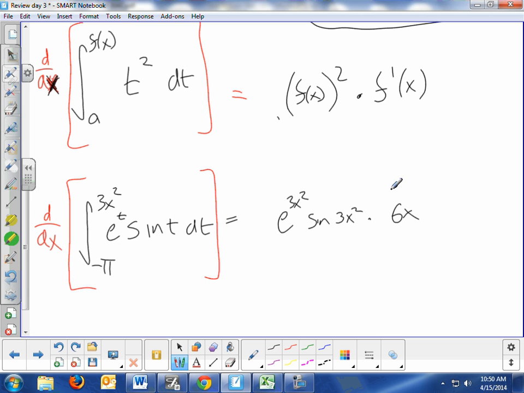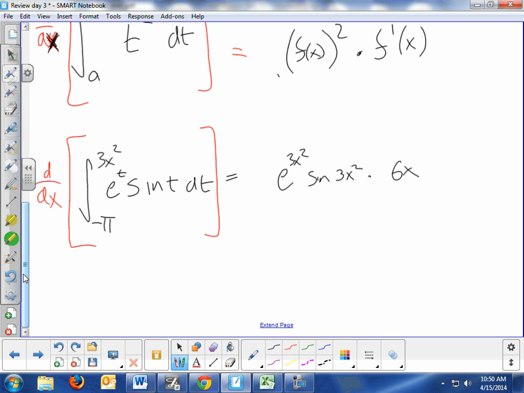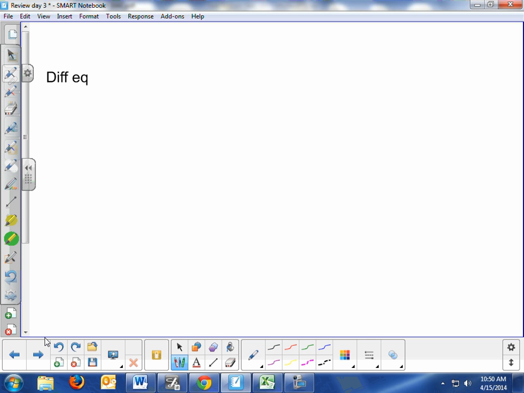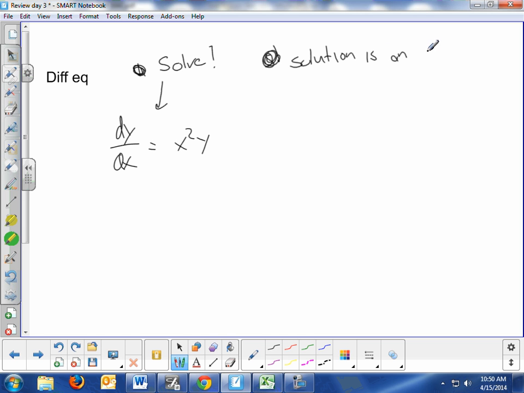May 8th, Wednesday. Okay, so then we had a lesson, a unit on differential equations. Simple one like dy dx is equal to x squared y. We must remember a differential equation, the solution, if I ask to solve this, well, the solution is an equation. Solution is the equation whose derivative is x squared y.